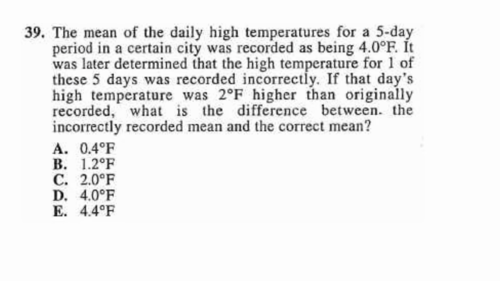This is a question where you make sure you pay attention to what you're answering. It says the mean of the daily temperature of 5 days, that's important information, 5 days, for a certain city is recorded as being 4 degrees Fahrenheit. It was later determined that the high temperature for one of the 5 days is recorded incorrectly. If that day's high temperature was 2 degrees higher than the original recording, what was the difference? Here's the part we got to watch. What was the difference between the incorrect recorded mean and the correct recorded mean?